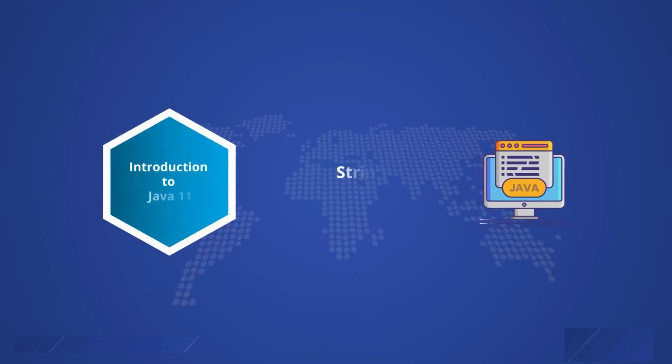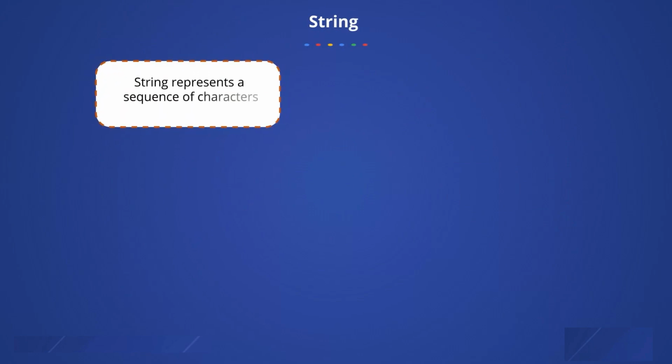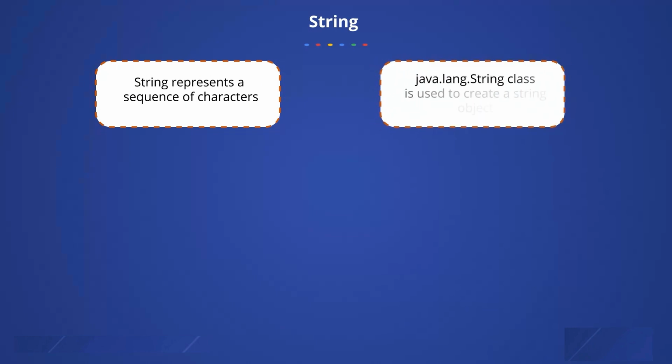Now let's talk about string. So what exactly is a string? A string in Java represents a set of characters, a sequence of characters, I would say. It is part of the java.lang.String class, and using that, you can create a string.